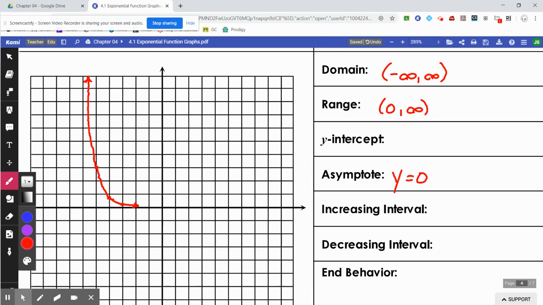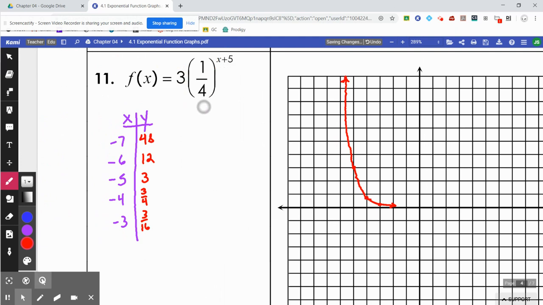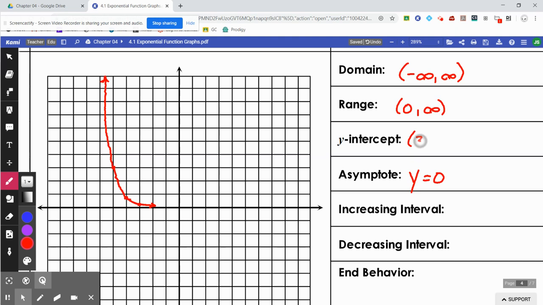Your y-intercept. Now this one's going to be tough because we can't tell where it crosses the y-axis. So to find our y-intercept, we're going to put 0 in for our x value. So that gives me 3 times 1/4 to the 0 plus 5, which would be 5. So 3 times 1/4 to the 5th power. That'd be 3 times 1 over 1,024, which would be 3 over 1,024. Rather small there, y-intercept 0 comma 3 over 1,024. Nearly crosses at the y-axis.